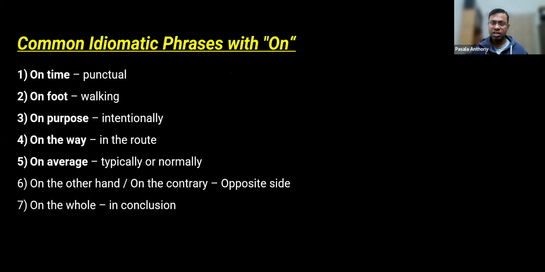He insulted her on purpose. He insulted her on purpose means wantedly doing, deliberately doing, purposefully doing. On the way, in the route, on average, typically or normally. This one I want you to use in your daily life. On the other hand, on the contrary means opposite side. On one hand, on the other hand. On one hand means right hand, other hand means left hand. Opposite side, now right and left.